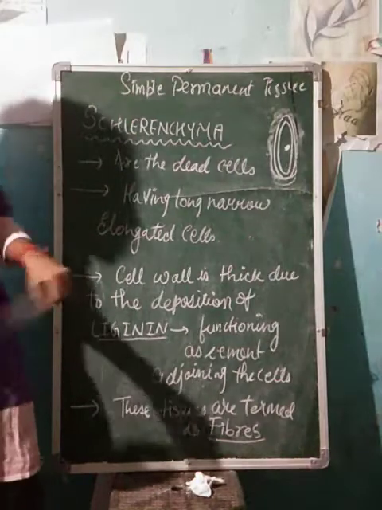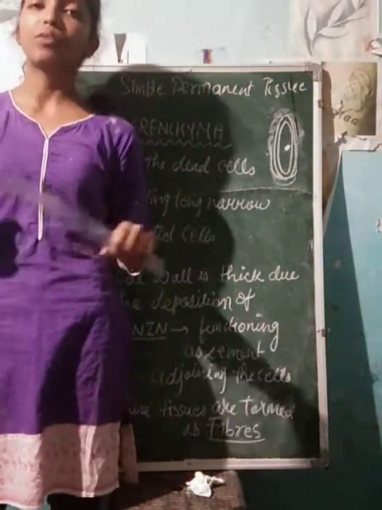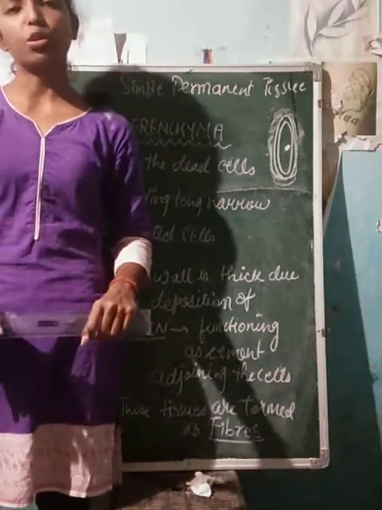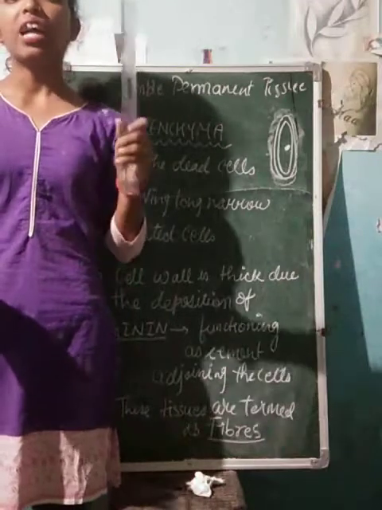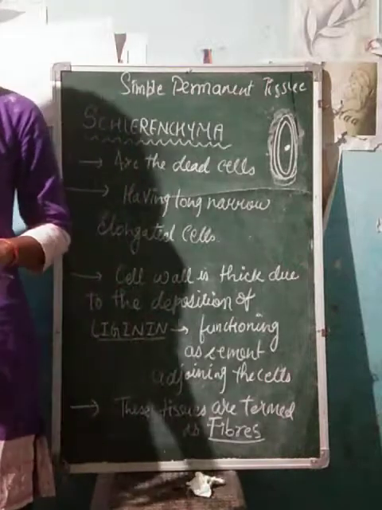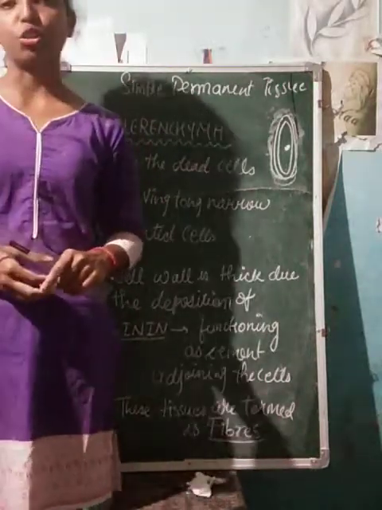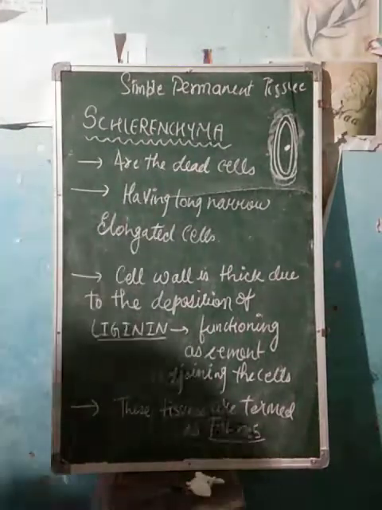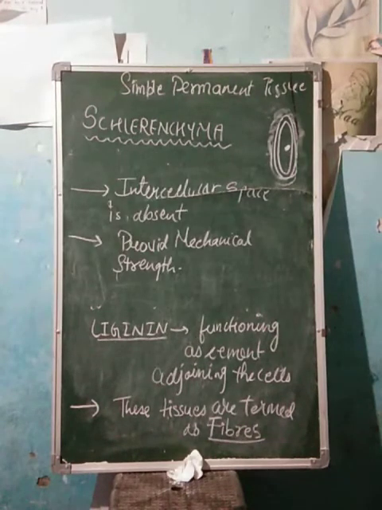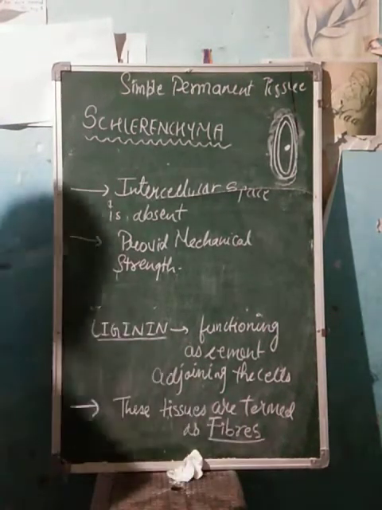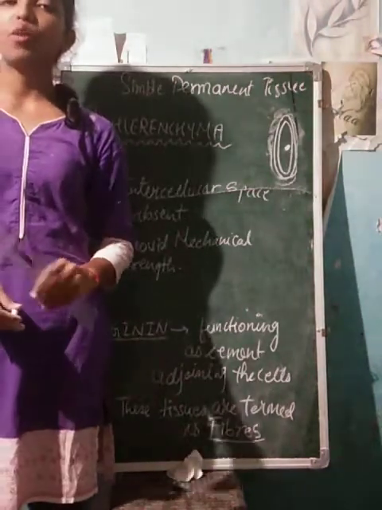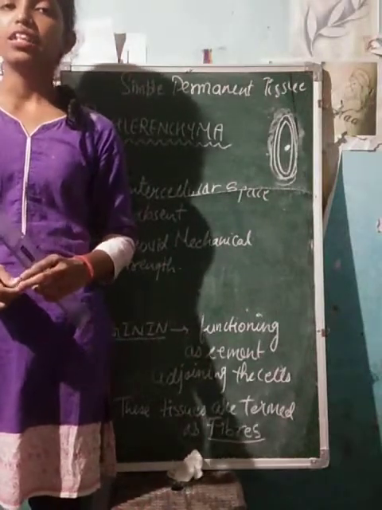These tissues, as I have told you, are known as fiber tissue. These tissues are termed fibrous tissue or fibers because of the elongated and narrow structure of the cell. Therefore they are termed fiber tissues. Next we will see the intercellular space. Intercellular space is completely absent here, and the function is to provide mechanical strength to the plant.